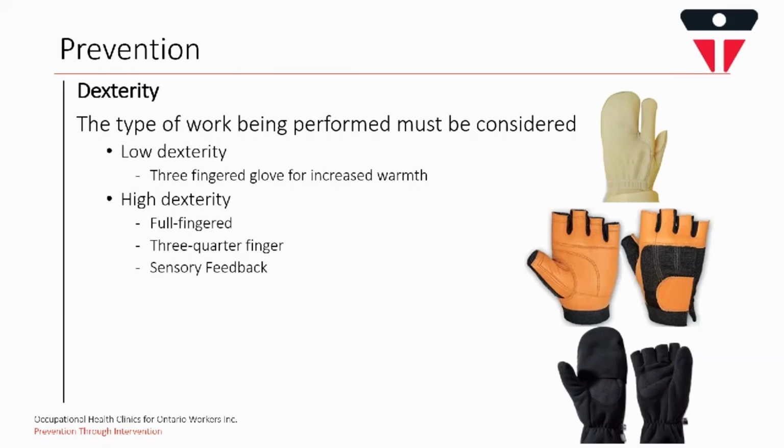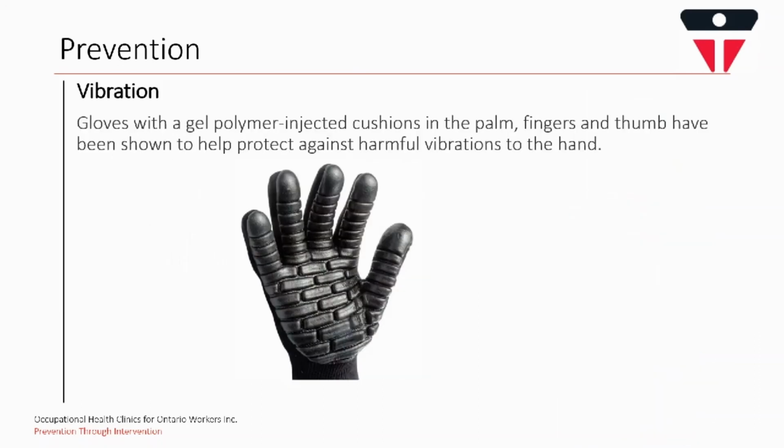With respect to vibration, gloves with a gel polymer injected cushion in the palm, fingers, and thumb have been shown to help protect against vibration exposure to the hands.